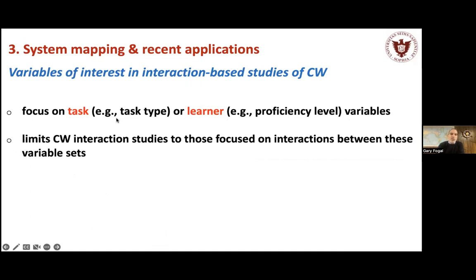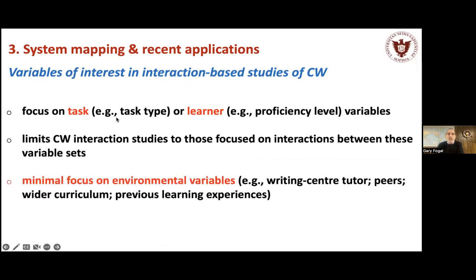But when we try to understand collaborative writing behavior, we're then limited to those variable types. Greatly absent from interaction studies of collaborative writing are those focused on environmental variables. That is, those variables that inform the larger landscape that school-based collaborative writing is taking place in. So, for example, we don't know how a writing center tutor impacts a collaborative writing assignment, or how classroom-wide discussions impact a collaborative writing assignment.